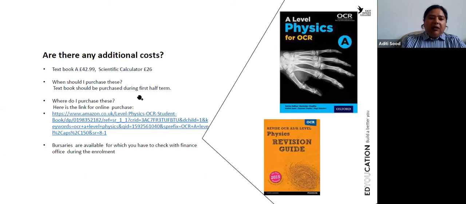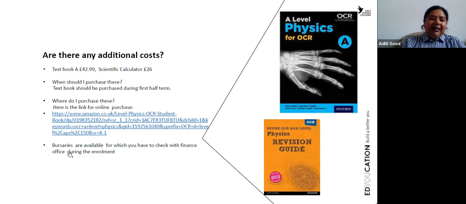You can buy books online. When should you buy the books? You should pay for them in the first half term. I'll let you know during the first half term when you have to buy the book, so do not buy a book beforehand. I will let you know during the course.